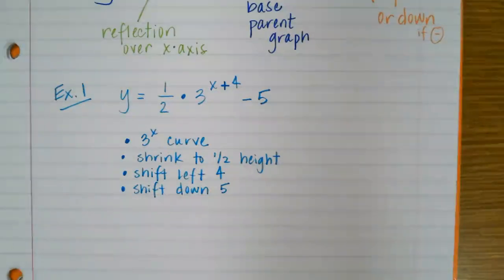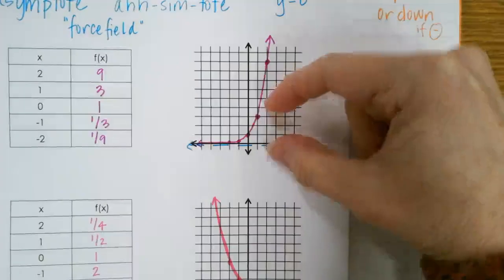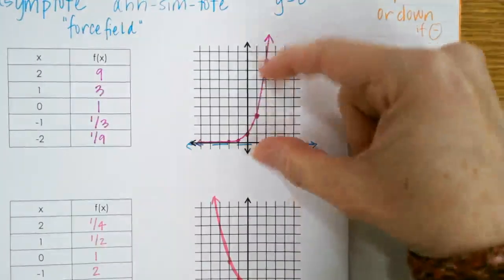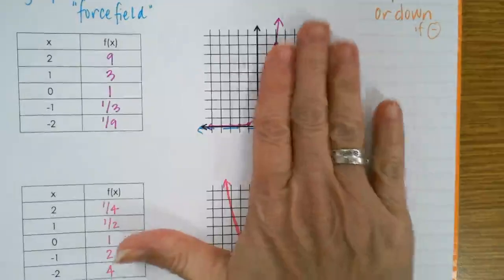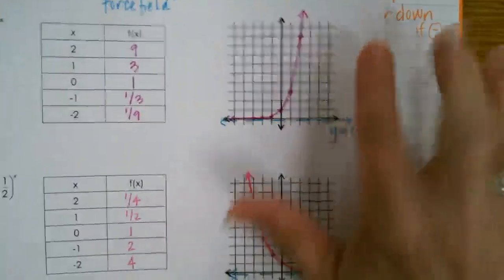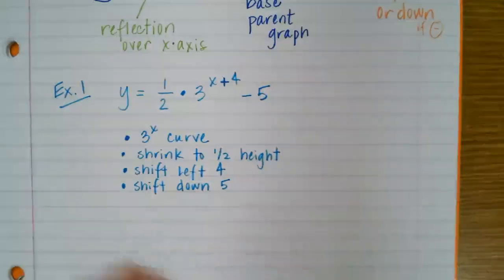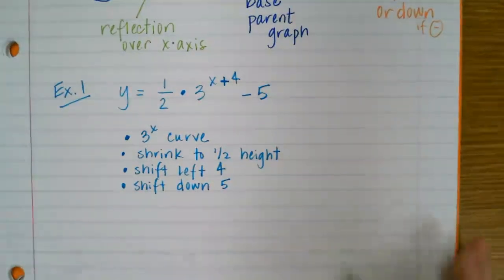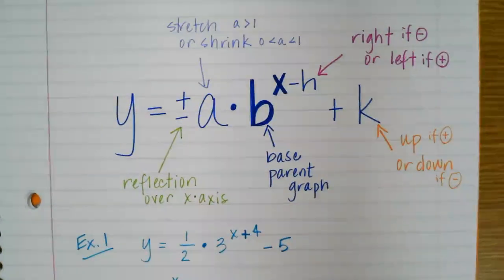So when we start graphing, which we're getting to eventually, what we do is we would take the 3 to the x curve, which is this one right here. We would shrink all of these points to be half the height. So we're going to shrink this down to be half. That's going to be half, half. So we're going to shrink all this down to be half the height. And then we're going to shift this whole curve left 4 and down 5. So we're going to take these points, shrink them, and then go left 4, down 5. So that's where we're getting to. But today we're just going to practice on what is happening with all of the numbers in the equation.